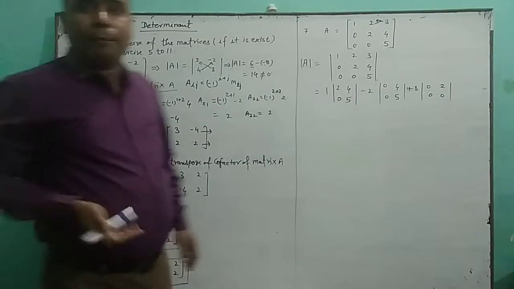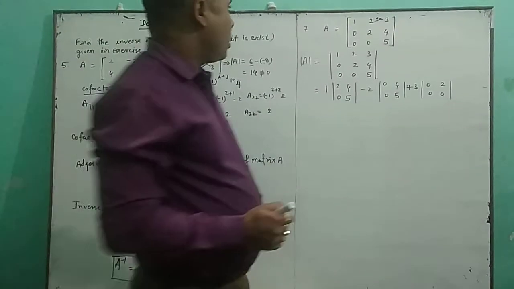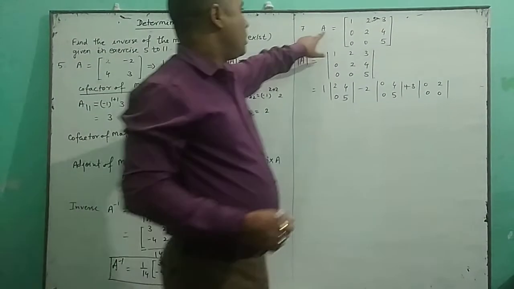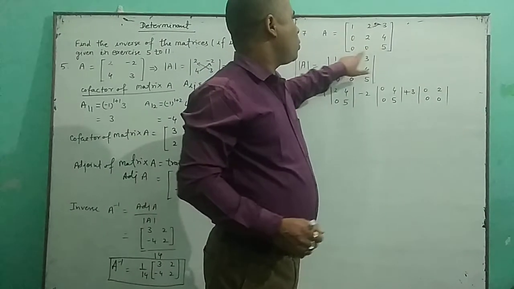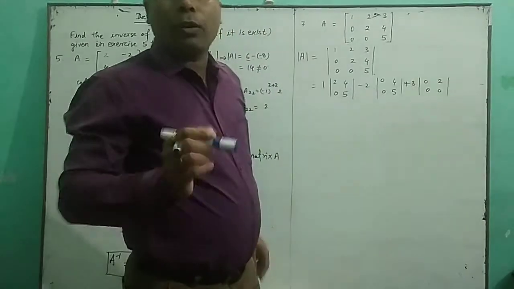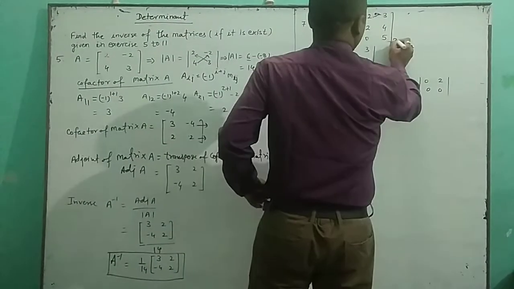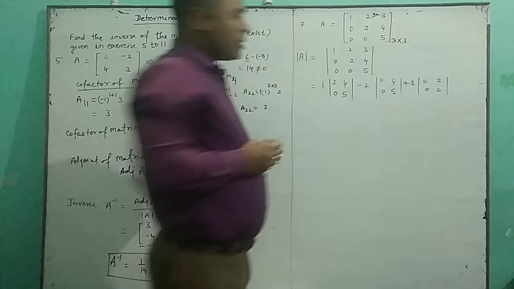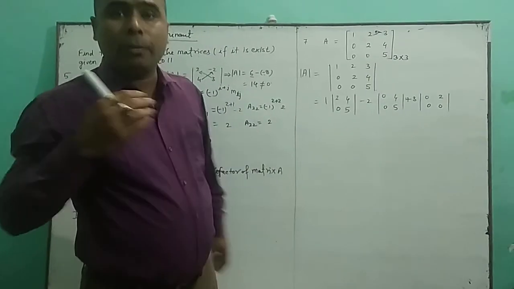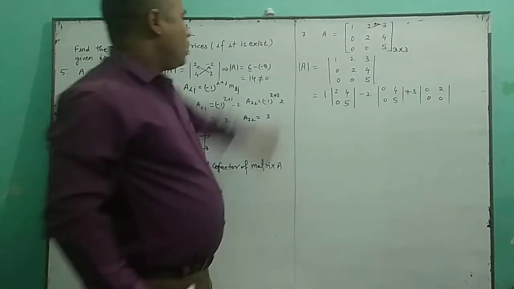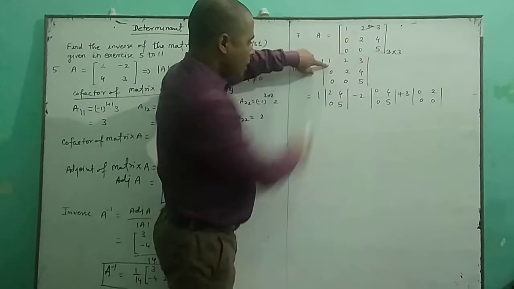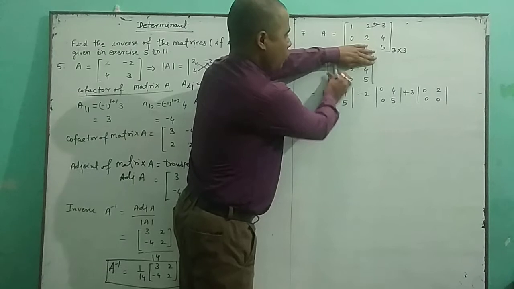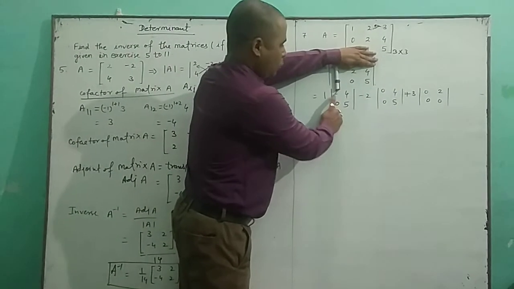Now one more example regarding a 3 cross 3 matrix. Question number 7 of your exercise: [1, 2, 3; 0, 2, 4; 0, 0, 5]. This is a 3 cross 3 matrix. First of all we have to check whether we are able to find the inverse or not. This is the determinant. Now for the first row, 1 is here. We close the first row and first column, and 2, 4, 0, 5 is left. So we write 2, 4, 0, 5.